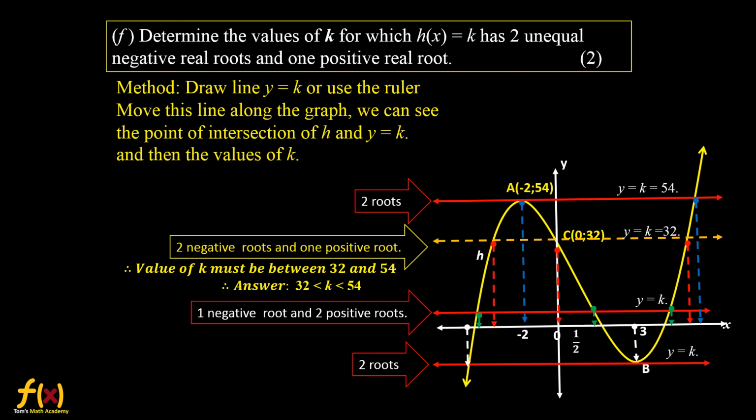Write down the values of k. So the values of k is between 32 and 54. You can even write in English or you write in notations: 32 less than k less than 54. That is our answer.